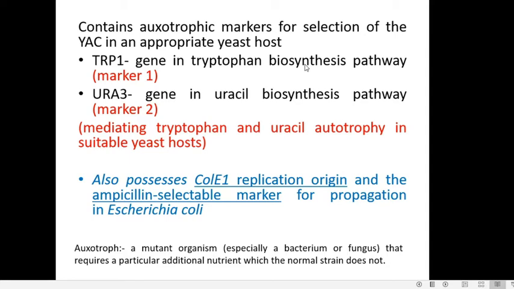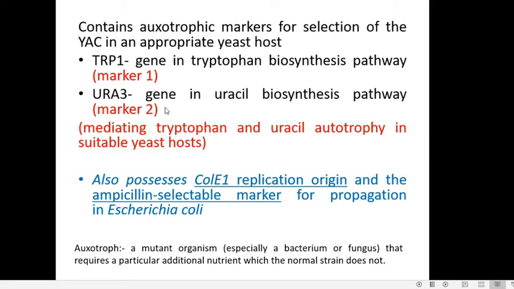That means now you will be able to distinguish between a non-transformed cell and a transformed cell, because you just adjust the formulation of your medium. You make a medium in such a way that it doesn't contain tryptophan. In such a medium, only cells which contain YAC will grow. So here this gene allowed you to select a cell containing YAC from a cell which didn't take up YAC. That is how this gene acts as a marker.